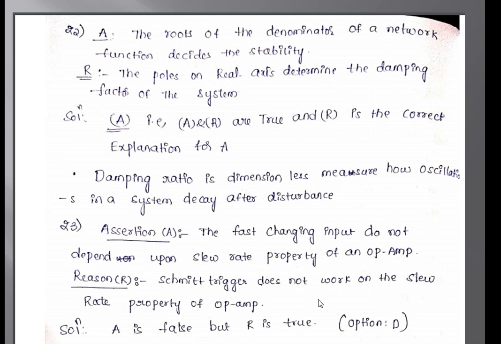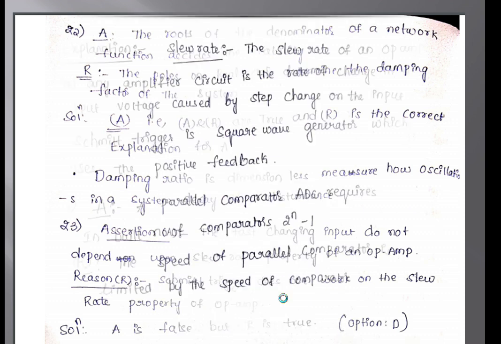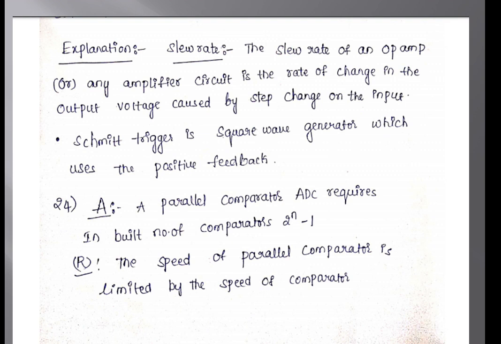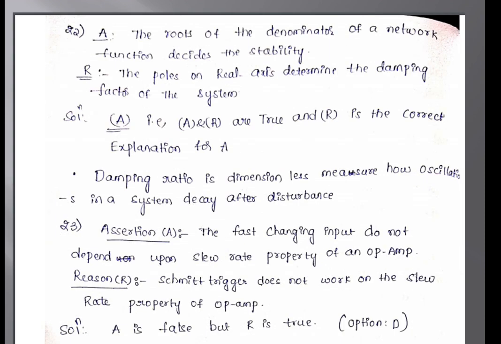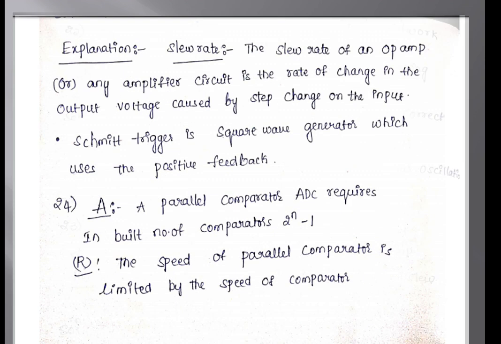Schmitt trigger does not work on the slew rate property. This is true. Schmitt trigger doesn't work on the slew rate of the op amp. Schmitt trigger is a square wave generator which uses positive feedback. So in this question the assertion is false and the reason is true. So option D is the correct answer.